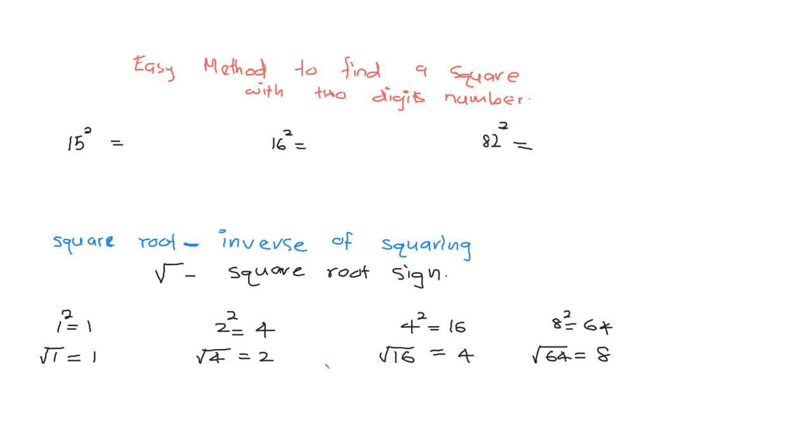Hi kids, I am going to explain you an easy method to find a square of a 2 digit number, which is less than 100. You have 15 squared. To find 15 squared, if you want, you can multiply 15 by 15 and get the answer. This is another way. First, you want to square the last number. That is 5. 5 squared, 25. You put 5 there.